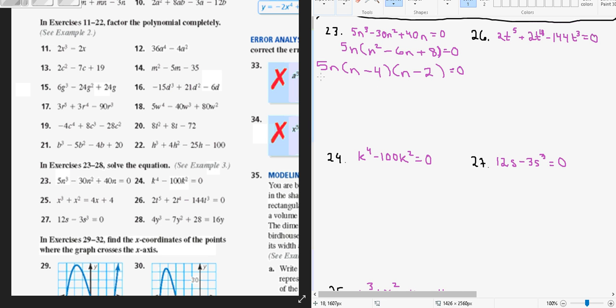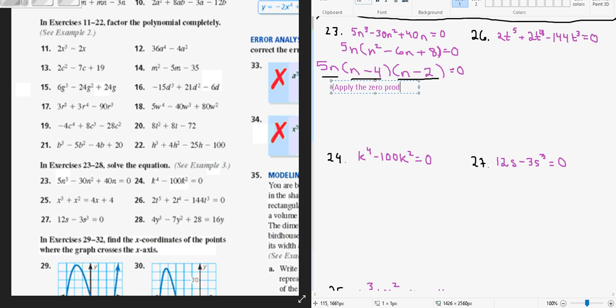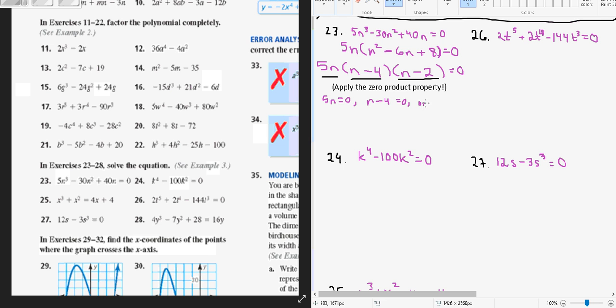All right, now we can apply that zero product property. So one of these three factors must equal 0. So maybe I should make a note of that on here as well. Apply the zero product property. So one of the three factors must equal 0. Either 5n equals 0, n minus 4 equals 0, or n minus 2 equals 0. Solving those, you will get your solution.